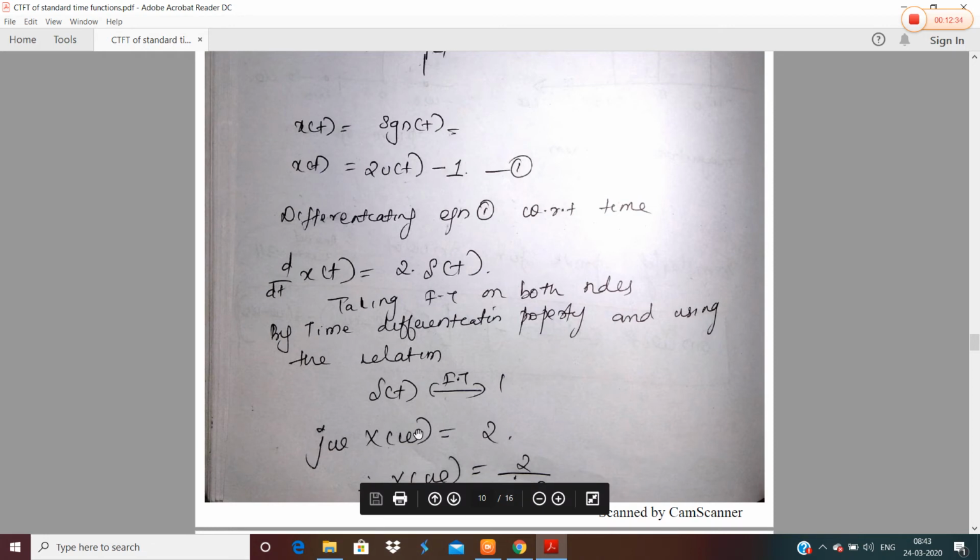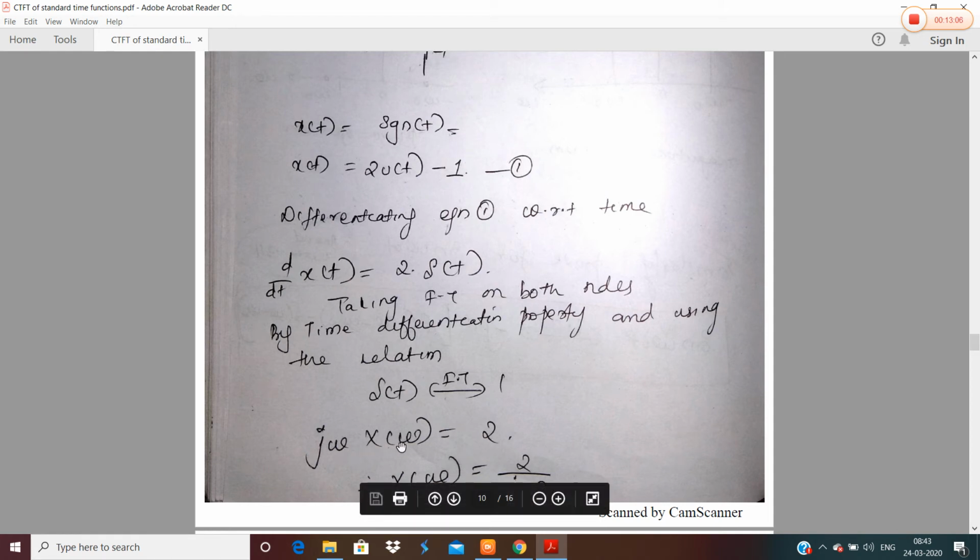Please refer to the property table. You can get it as d by dt of x of t will have the value of multiplying by j omega at the x of omega domain. That is, if you are taking the derivative at the time domain, it is equivalent to multiplying with j omega in the frequency domain. So first you have to find out the x of omega. That is, you can find out the x of omega of delta of t. We know that the Fourier transform of delta of t is nothing but 1. So 2 into delta of t will give you the value 2 into 1, which is equal to 2.